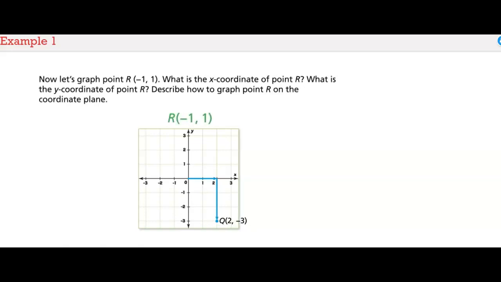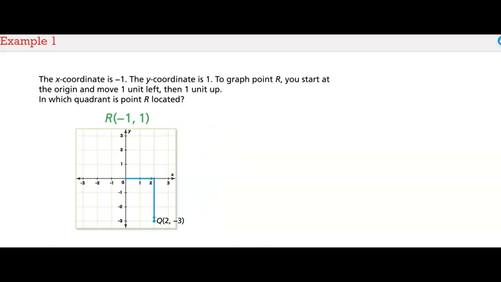Now let's graph point R, (-1, 1). What is the x-coordinate of point R? What is the y-coordinate of point R? Describe how to graph point R on the coordinate plane. The x-coordinate is -1. The y-coordinate is 1. To graph point R, you start at the origin and move 1 unit left, then 1 unit up.